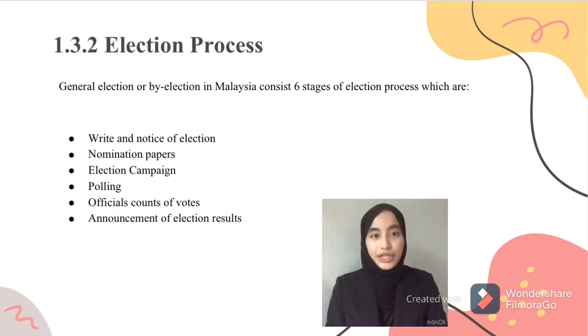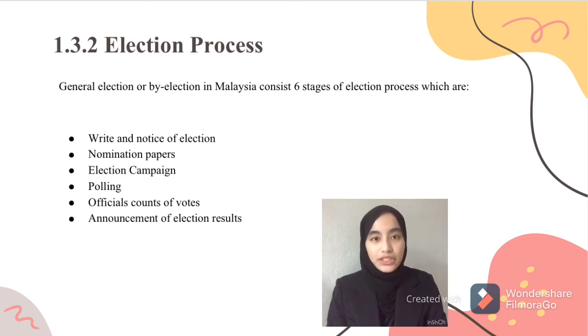A general election or by-election in Malaysia consists of 6 stages of election process. The first one is the writ and notice of election. When the dissolution of Parliament happens or there is an unexpected vacancy, the Election Commission will carry out a writ and notice to conduct the election in their respective areas. The writ and notice contain the nomination date and the voting date.